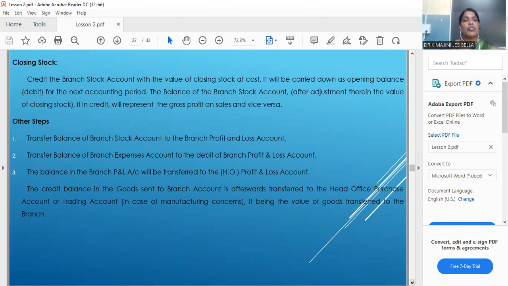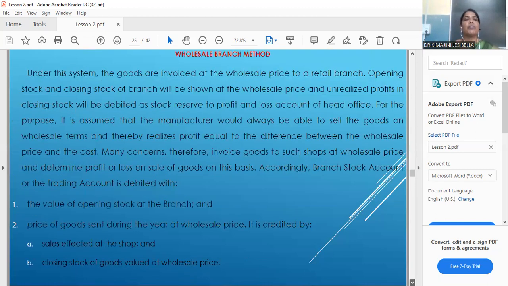Then the balance in the branch profit and loss account will be transferred to the profit and loss account. The credit balance in the goods sent to branch account is afterwards transferred to the head office purchase account or revenue account, it being the value of goods transferred to the branches.